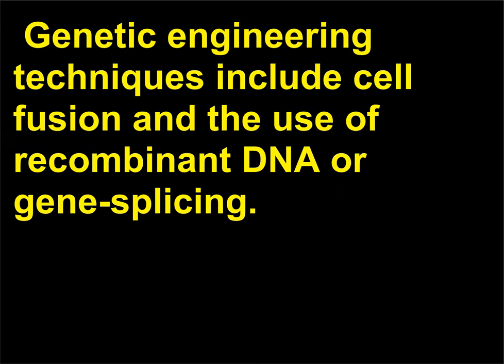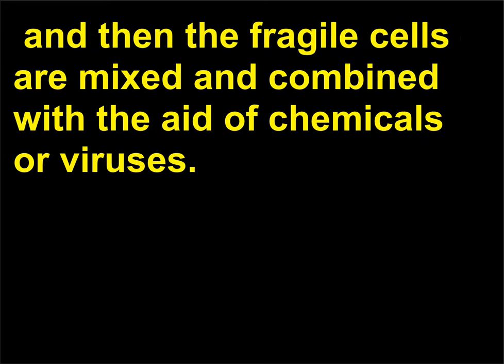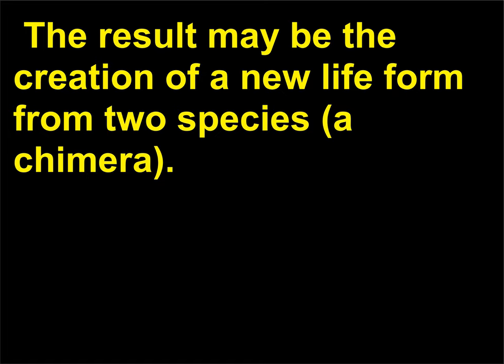Genetic engineering techniques include cell fusion and the use of recombinant DNA or gene splicing. In cell fusion, the tough outer membranes of sperm and egg cells are removed by enzymes. And then the fragile cells are mixed and combined with the aid of chemicals or viruses. The result may be the creation of a new life form from two species, a chimera.